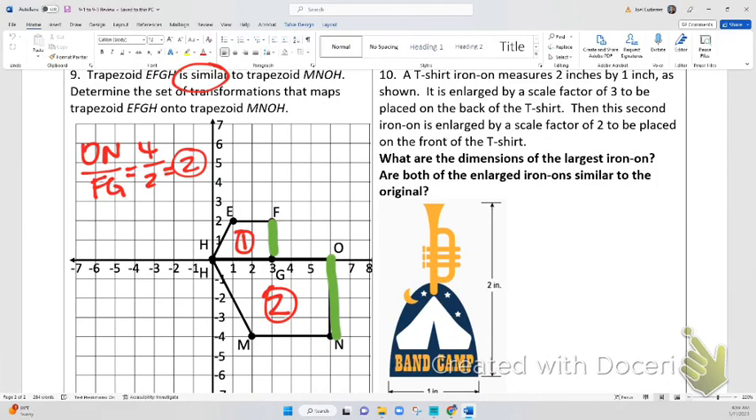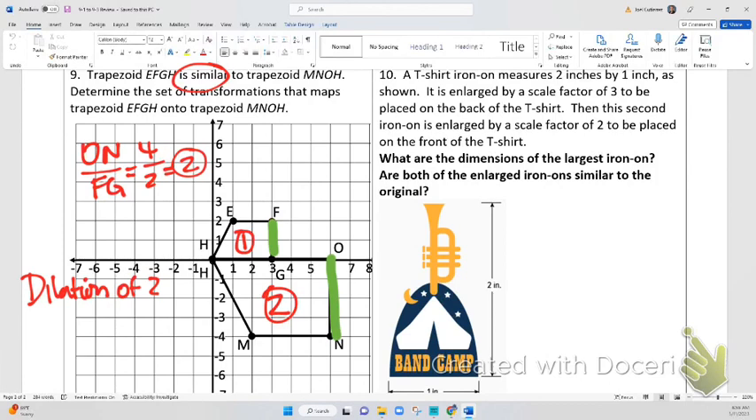So first, I'm going to put dilation of 2. 2 tells me that it is getting 2 times bigger, so that's how I'm going from the small image to the big image, or the small trapezoid to the big trapezoid, okay?